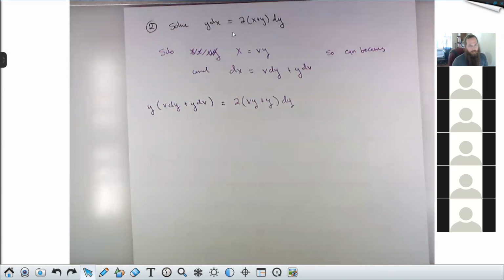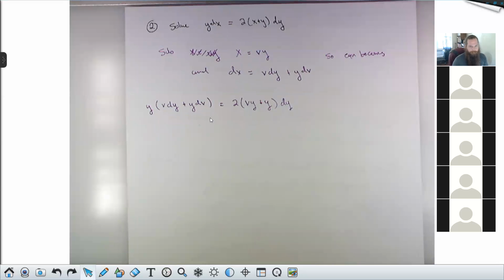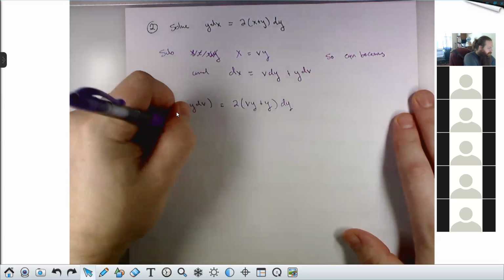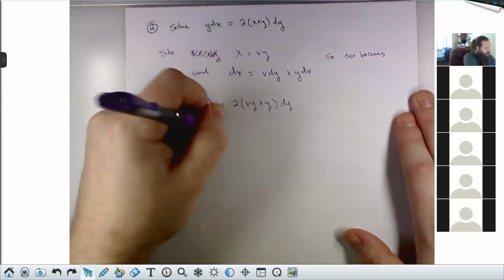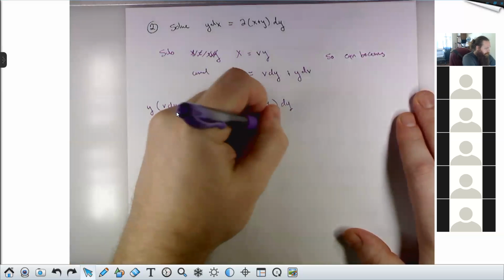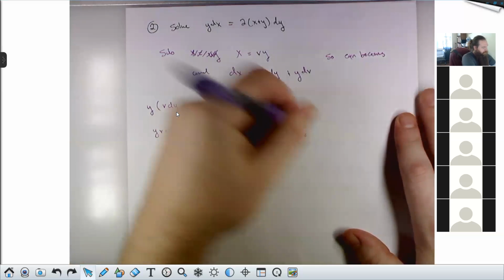So the goal is to rewrite the whole differential equation without any x's, in terms of just the variables v and y. And that's what we've done here. There's no x's or dx's. Now I'm going to regroup this, and it should become a separable equation. That's the idea. Remember, homogeneous equations, when you make this substitution, should become separable. All right. Well, on the left-hand side, I've got y times v dy, and then I've got y squared dv. And on the right-hand side, I've got 2vy dy plus 2y dy.